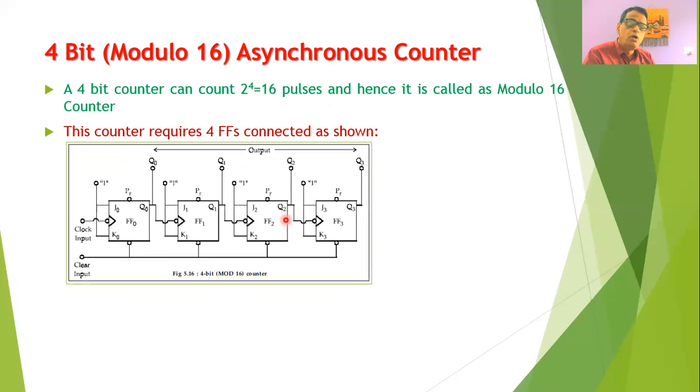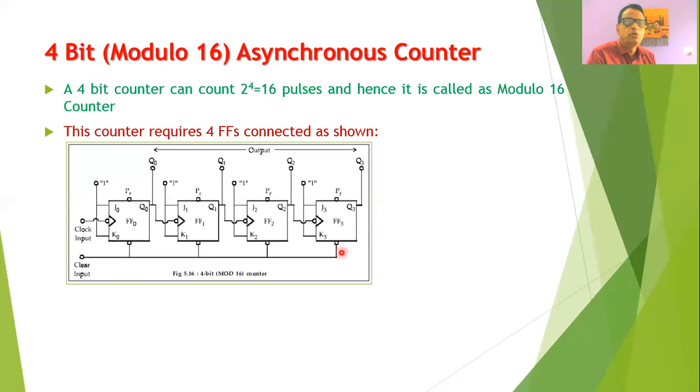Now, whenever you draw the circuit diagram for the counter, you should note that it is also possible to call these flip-flops FF0, FF1, FF2, and FF3, and apply the clock input to FF0. Many times, in some books, you will find that the circuit diagrams are drawn like that. And also you will find that we write Q0 over here, but Q0 is our least significant bit, and Q3 is our most significant bit.